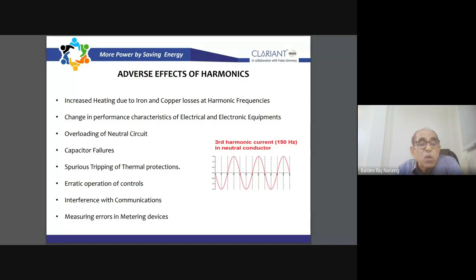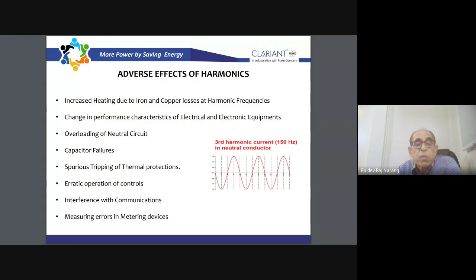Okay, so this is the overloading of the neutral. Then capacitor failures. Capacitor failure happens because the harmonic currents tend to flow through the capacitors only. They act like a sink for the harmonics. So that is why the capacitor failures are maximum. Whenever there is a capacitor failure, we can infer that there is a harmonic problem in the system.